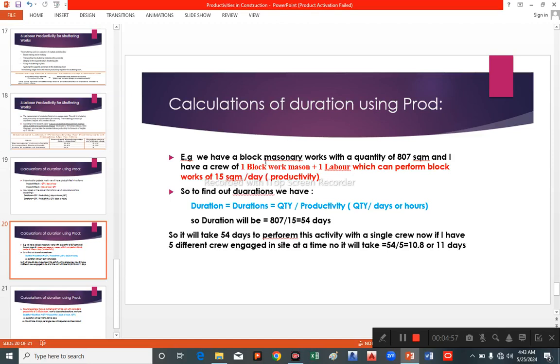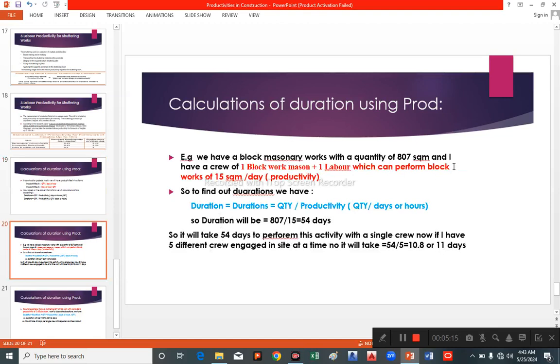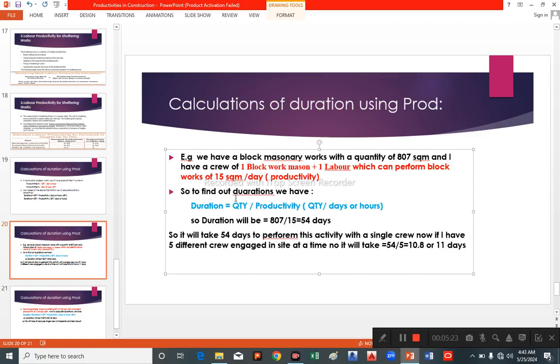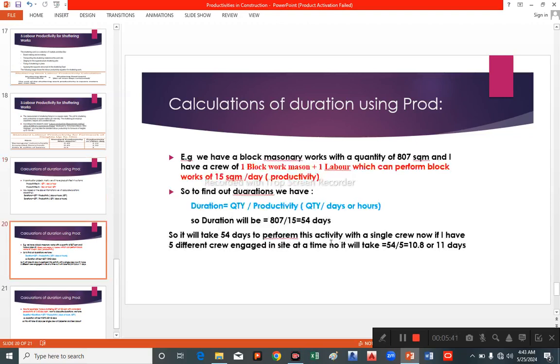Now we have a productivity of 15 square meter per day, so the unit is per day. In case of unit per day, we will divide the quantity by the productivity to get the duration. To find the duration from the above case, the duration will be equal to quantity divided by productivity. You can see we have used the second formula, as the productivity is given in terms of quantity per day or per hour. So we divide 7 by 15 and we will get 54 days.